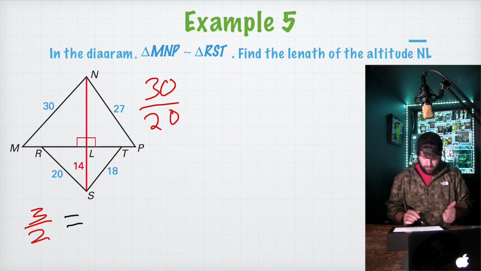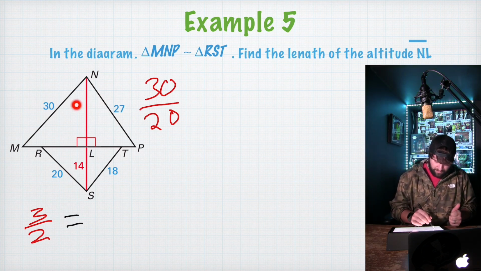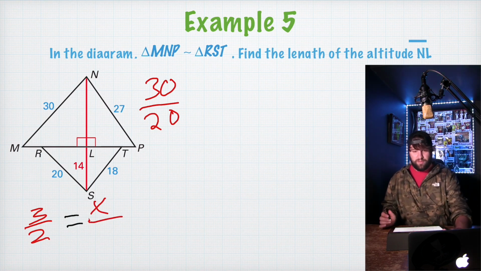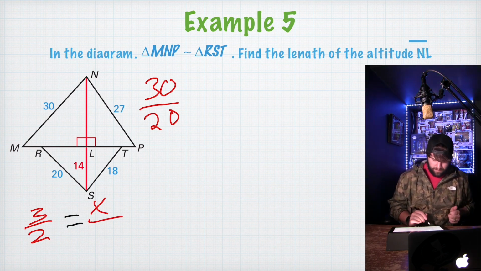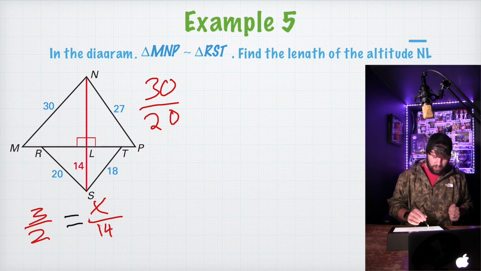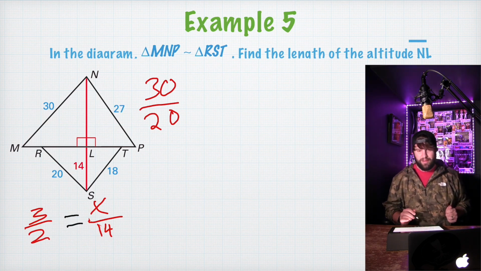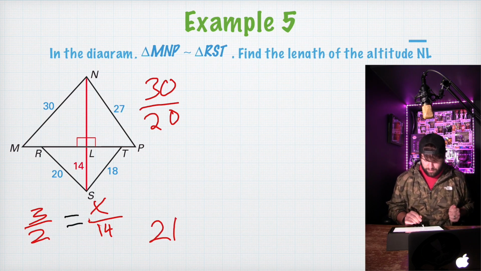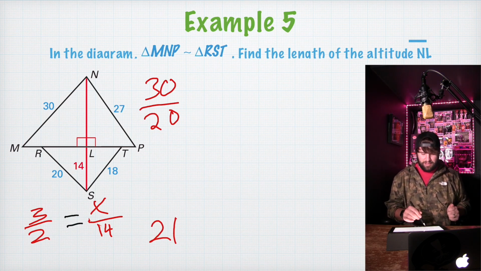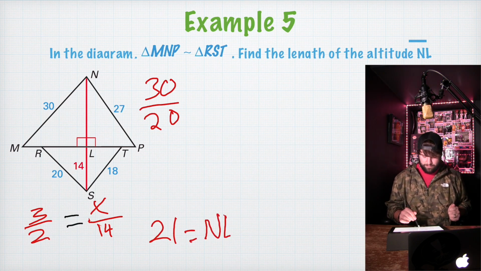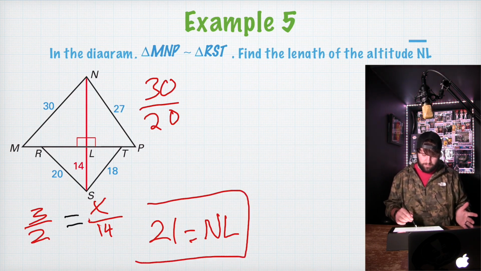So we don't know the value of NL, so we're just going to call that X. But we do know the value of LS, which corresponds to NL, and that's 14. Well, now all we have to do is cross multiply 3 times 14 and divide that by 2, and we're going to be left with 21. Okay? So the length of NL equals 21.